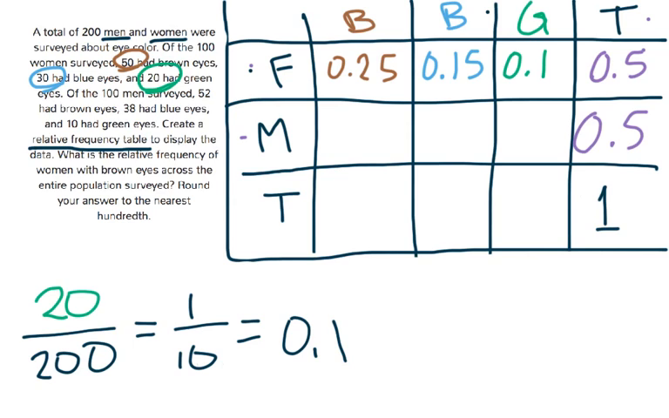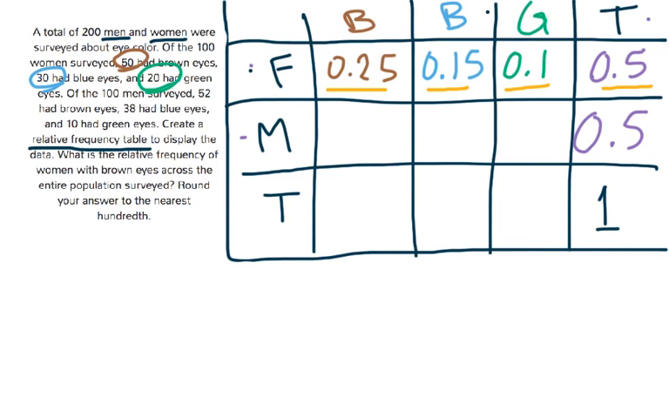And you might notice that 0.25, 0.15, and 0.1 all add up to half. So this is all the relative frequency of different eye colors for females out of the total. We know that half of the people are female, so all together, each of the eye colors should add up to 0.5. Okay. Next, we're going to look at the relative frequencies for our male row here.